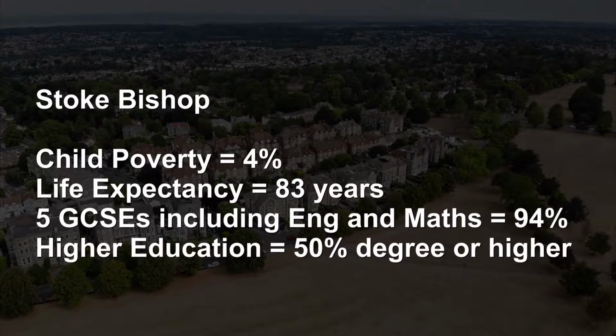Data reports that child poverty is considerably lower than other areas of Bristol at 4%. Life expectancy is 5 years higher than the most deprived areas of Bristol at 83 years. Education performance is considerably higher, with 94% of students obtaining 5 GCSEs, including English and Maths, whilst 50% of residents hold a university degree or higher qualification.